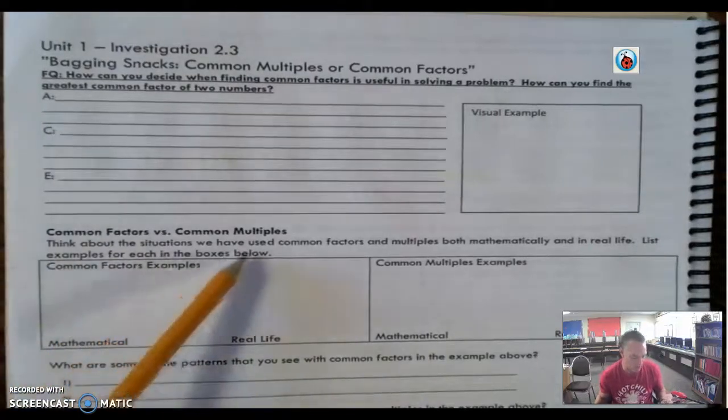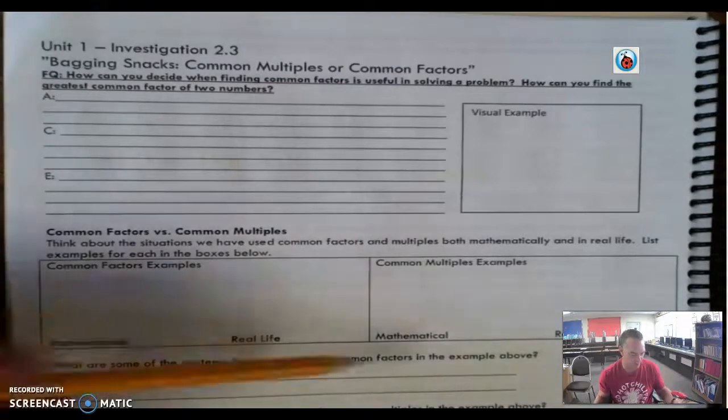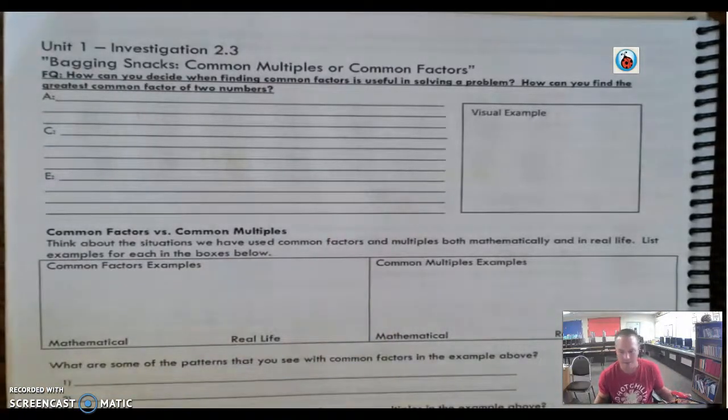Think about the situations we have used common factors and multiples, both mathematically and in real life. List examples for each of the boxes below. So when have we used factors and multiples? So go ahead and think about that. You can look back in the book and write in some of your thoughts there. Go ahead and do that. Pause the video and do it.